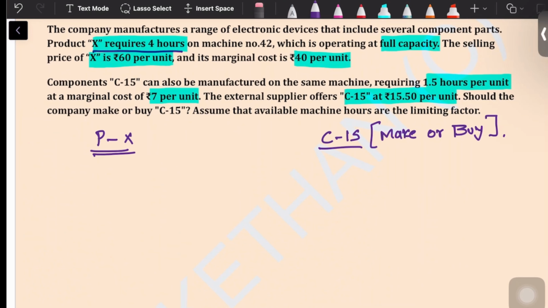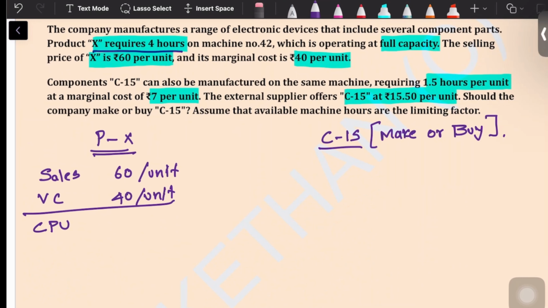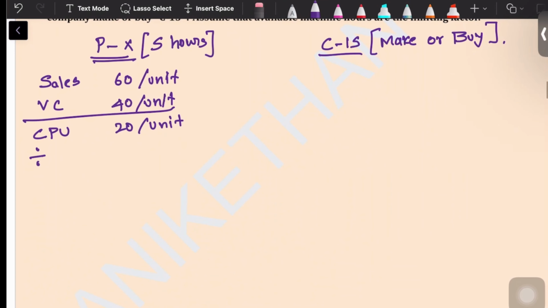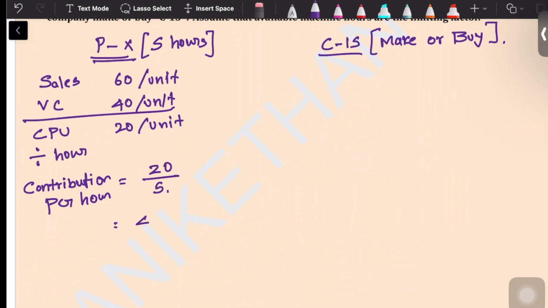So with respect to product X, what is the data available? Sales 60 per unit. Then I have variable cost. So here they have given marginal cost, means variable cost 40 per unit. So therefore my contribution per unit is 20 per unit. Now this product X requires 5 machine hours. So this contribution, now I will further divide by hours and find out contribution per hour. So contribution per hour is equal to 20 divided by 5 is equal to 4 per hour.